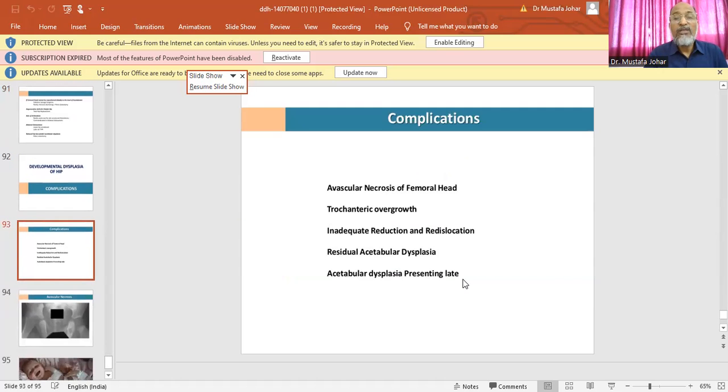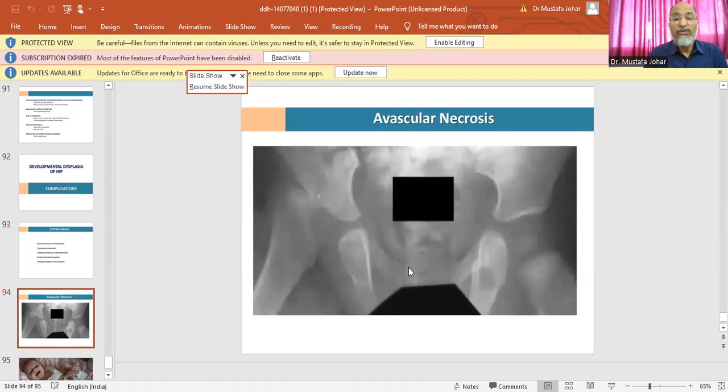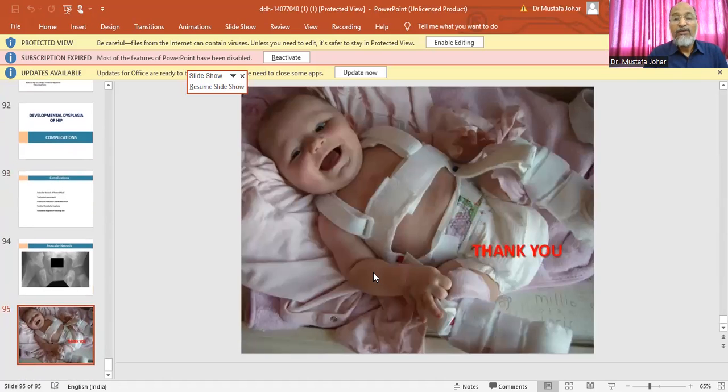Then the complications are avascular necrosis of the hip, trochanteric overgrowth of the trochanter, inadequate reduction, and redislocation can occur. Then you have residual acetabular dysplasia, you have not corrected to 100%. Then you have acetabular dysplasia, which is presenting later on after you have done the surgery. And avascular necrosis can look like this in this picture. On the left side, on the right side, then there's a child who is smiling after putting on the Pavlik harness.